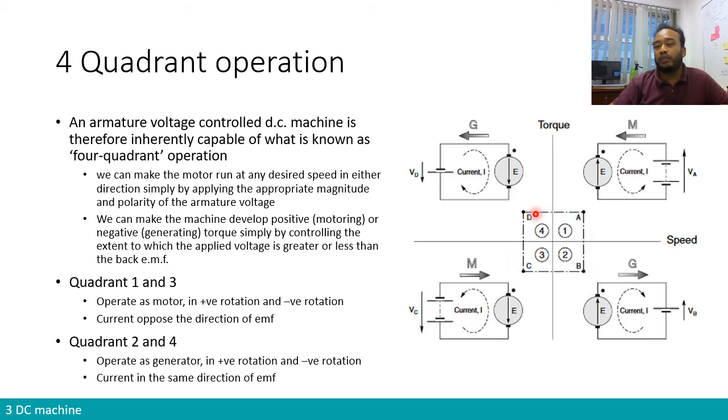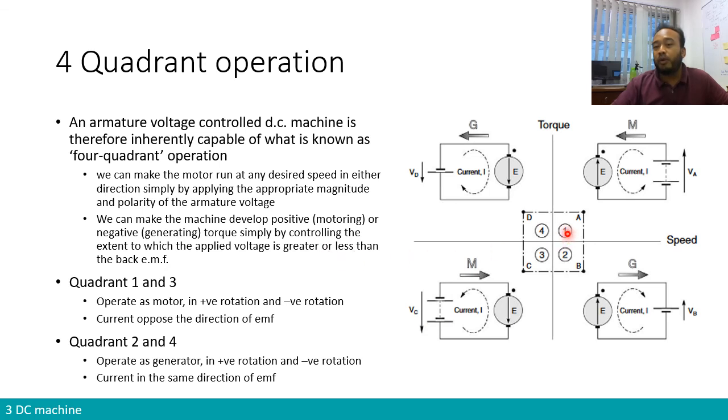1, 2, 3, 4. So if we look at quadrant one, it is the quadrant where you have a positive speed and positive torque. What does it mean to have positive speed? Positive speed means it rotates in, for example, a clockwise direction. If it rotates in negative speed, it means it rotates in the opposite or counterclockwise direction.